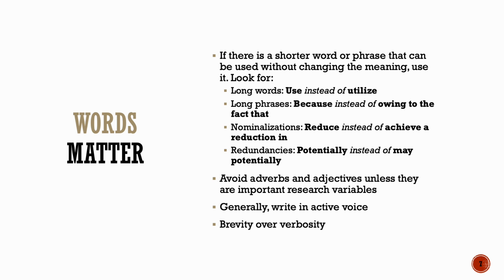Specific things to look for are long words. For example, use the word use instead of utilize. Thinking about long phrases, instead of using owing to the fact that, just use the word because. In terms of nominalizations, which are when a verb is turned into a noun, instead of using achieve a reduction in, use something like reduce. And think about redundancies, two words that say the same thing. For example, may potentially can just be shortened to potentially.